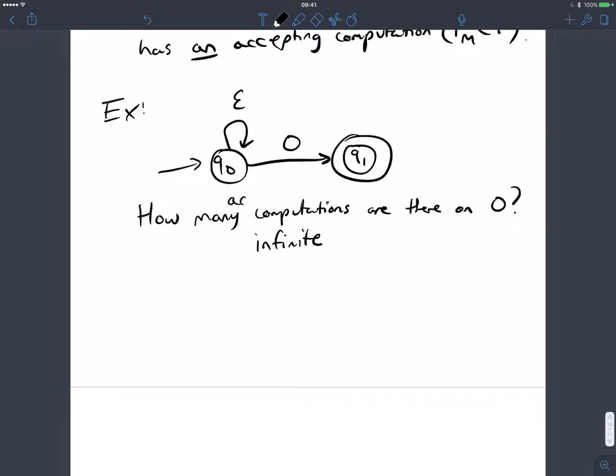And actually, this is accepting, because I take that epsilon self loop as many times as I like, then take 0 over, and then now I accept.